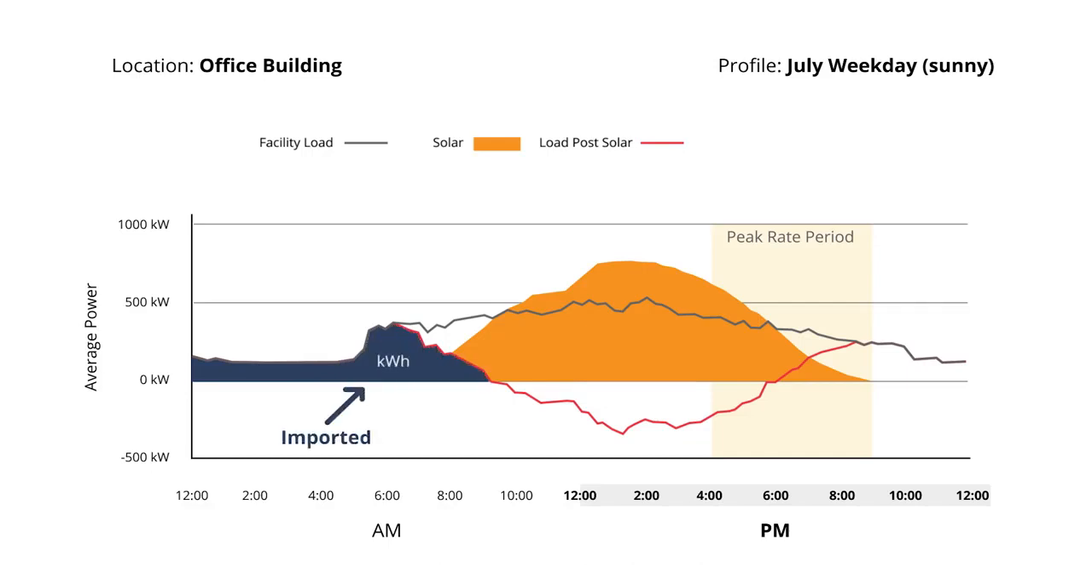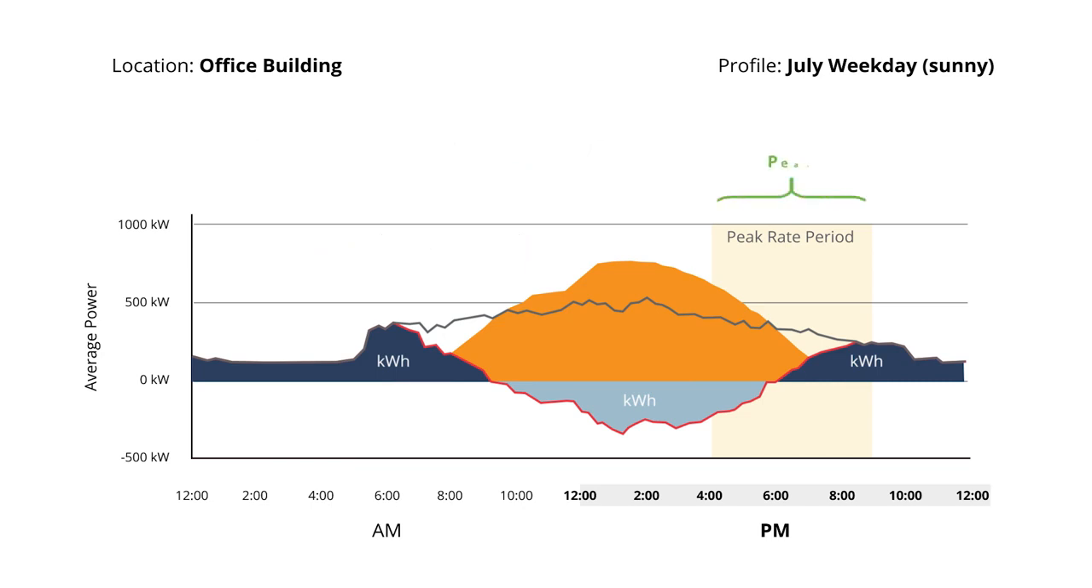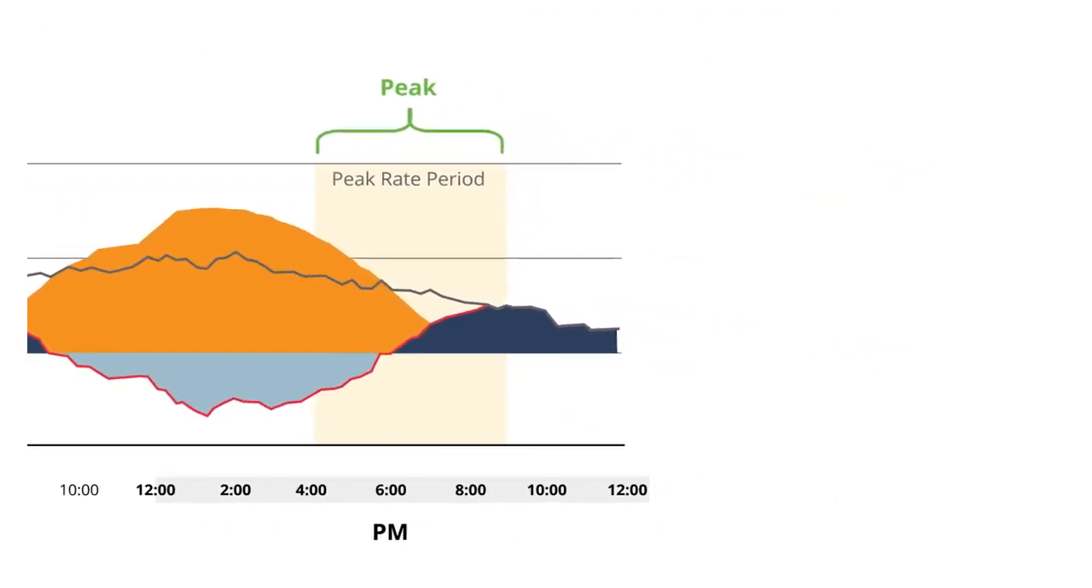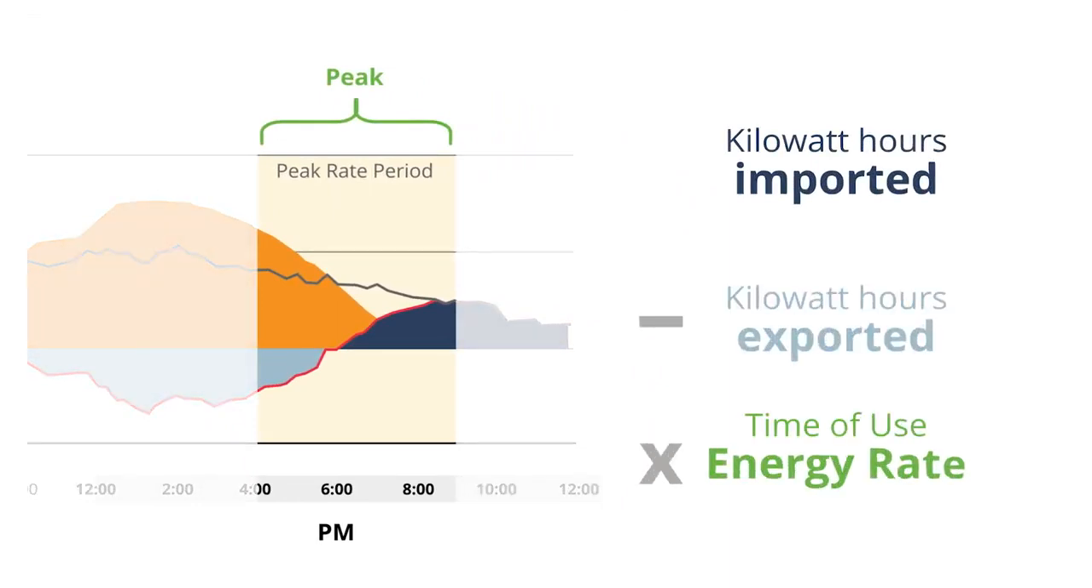This energy is measured in kilowatt hours and is generally represented by the areas above and below the red load post solar line and the 0 kilowatts of average power graph line. This utility offers full retail net metering, which means the import and export prices for electricity are exactly the same. And just like with demand charges, the utility applies a different rate for electricity during the peak and off-peak time of use periods. So, the total cost of energy for each day's individual time of use periods equals the amount imported minus the amount exported multiplied by that period's energy rate.